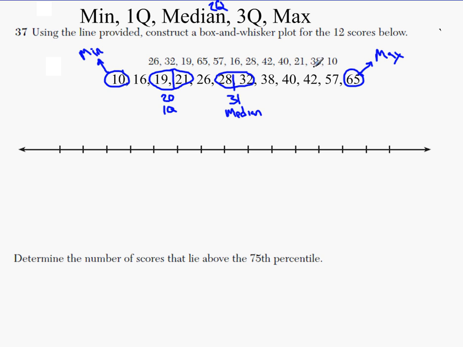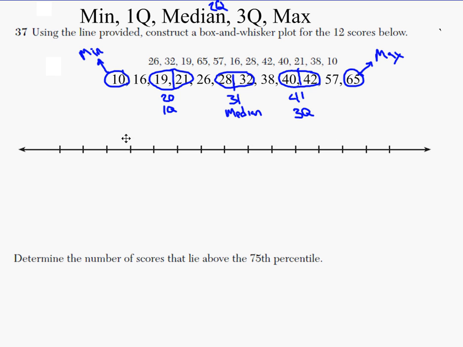The third quartile is the median of the median and the max. That's these 2 middle numbers here. So what we do is we take the average and we get 41. So this is the third quartile. Once we identify these 5 things, we're ready for our box and whisker plot.